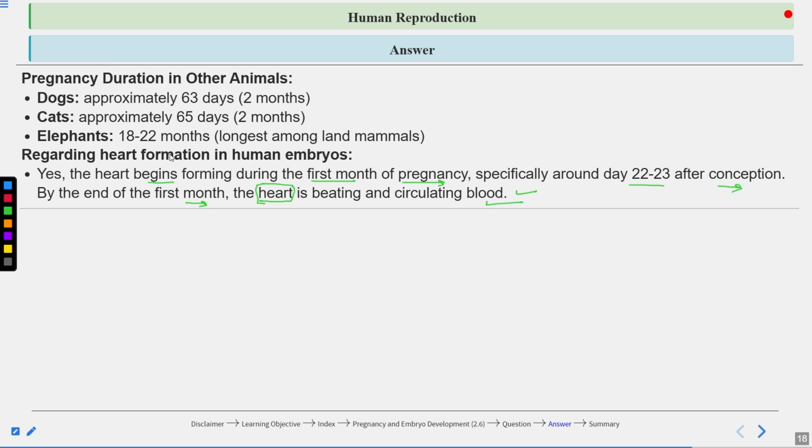Okay. What are the features of the embryo at different stages or different months? So they can ask you a question here. In which stage the heart is formed, in which stage the limbs and digits are formed, at which month the major organ systems are developed. Then what happens in the 9 months?